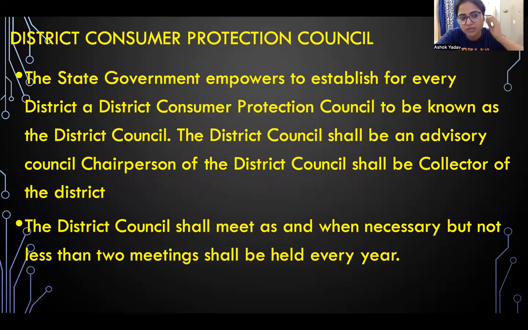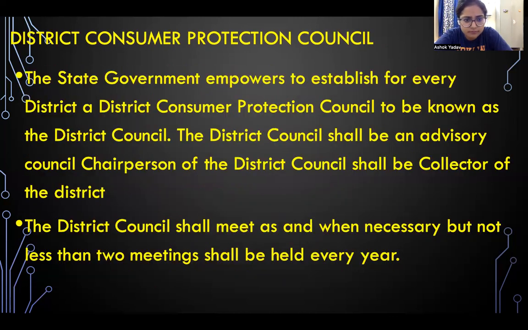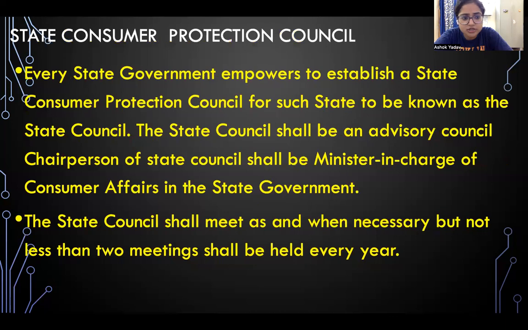Now, the District Consumer Protection Council. It is also the state government that is the authority empowered to establish it, right? So the State as well as the District Consumer Protection Council are both established by the state government, and it shall also be an advisory body. The chairperson of the district council shall be the collector of the district. So here the person in charge of this council will be the district collector. And in the previous ones, who was the head? In the earlier cases, it was the minister in charge of consumer affairs.